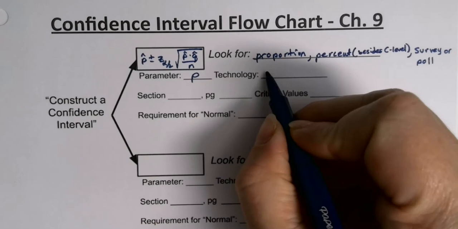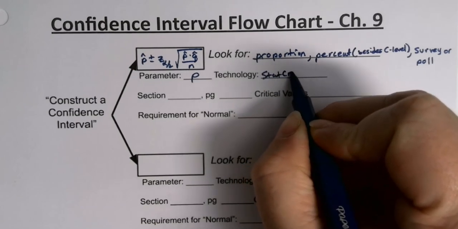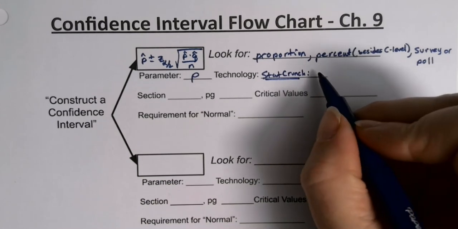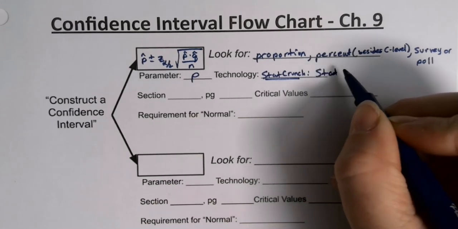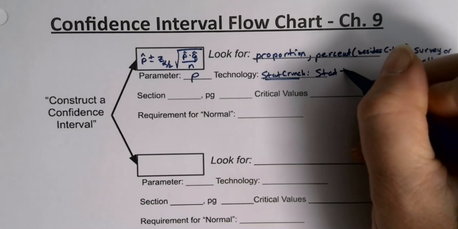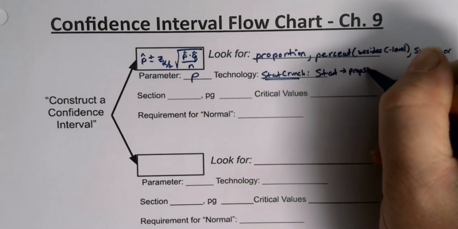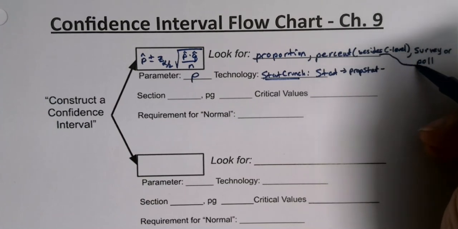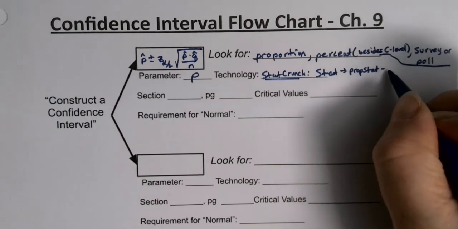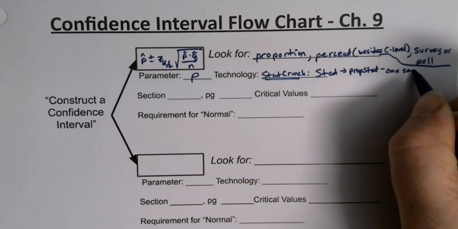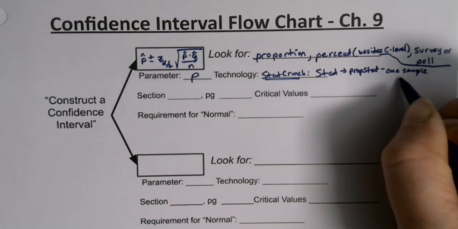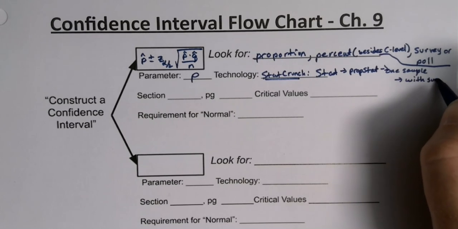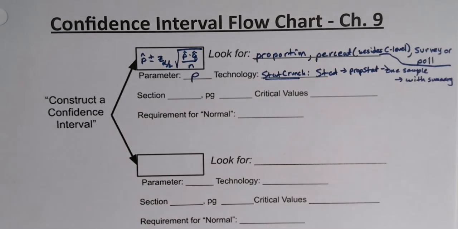So in StatCrunch, it'll be Stat, Proportion Stat, and then, oops, I'm going to separate those, and then it'll be One Sample, With Summary. So that's a lot, but it's actually usually easier than the calculator.